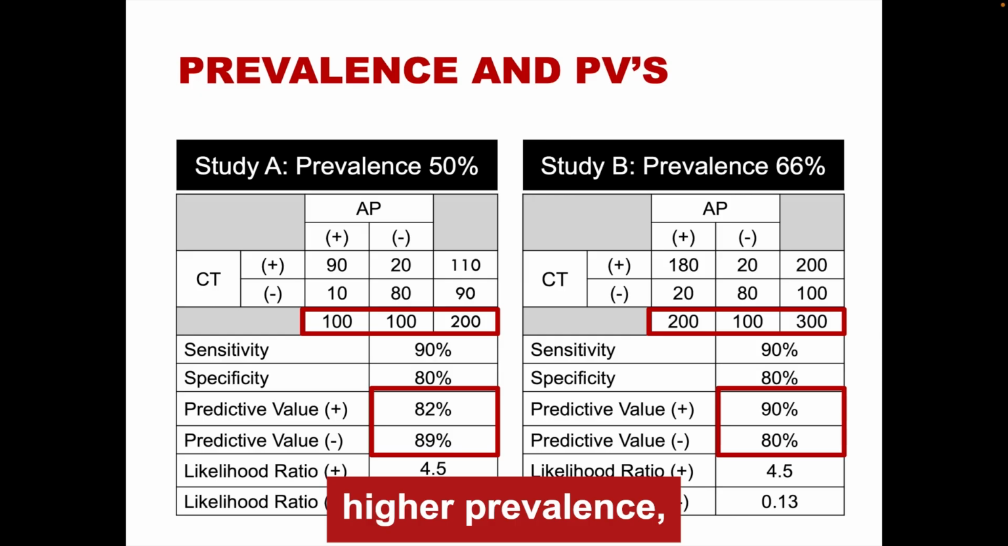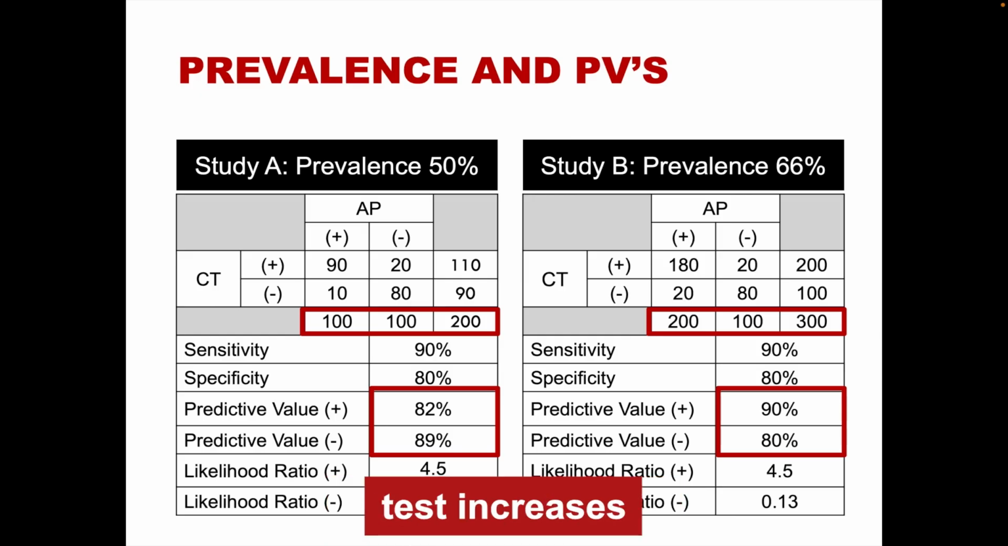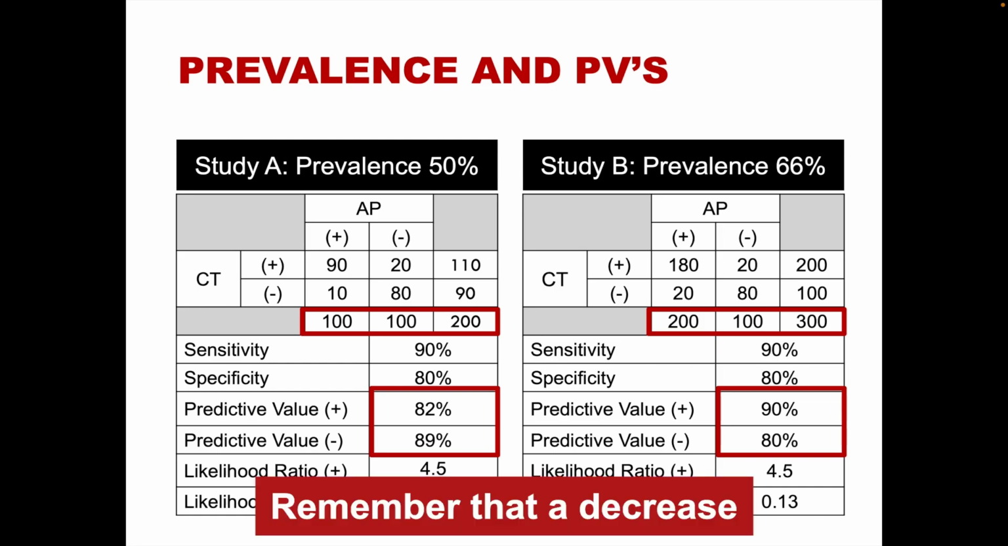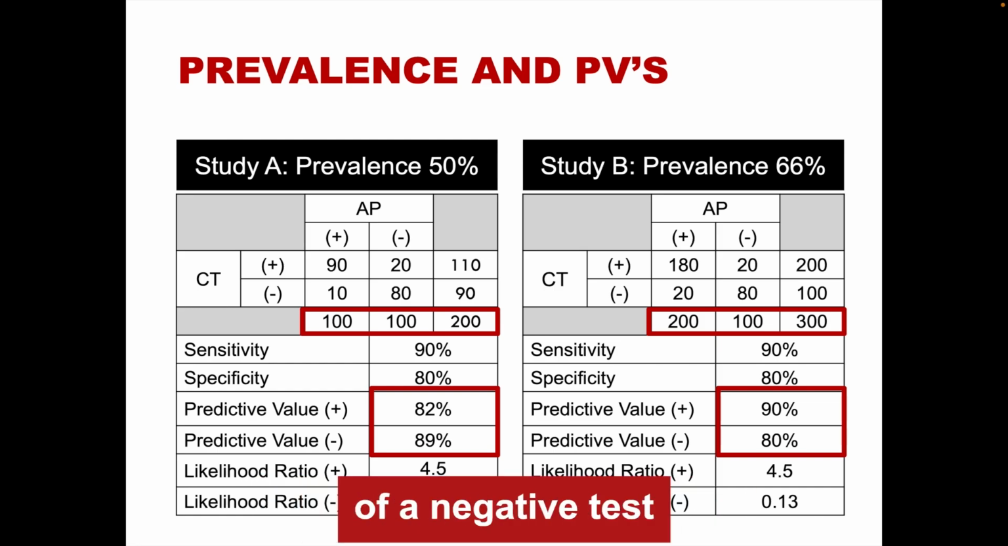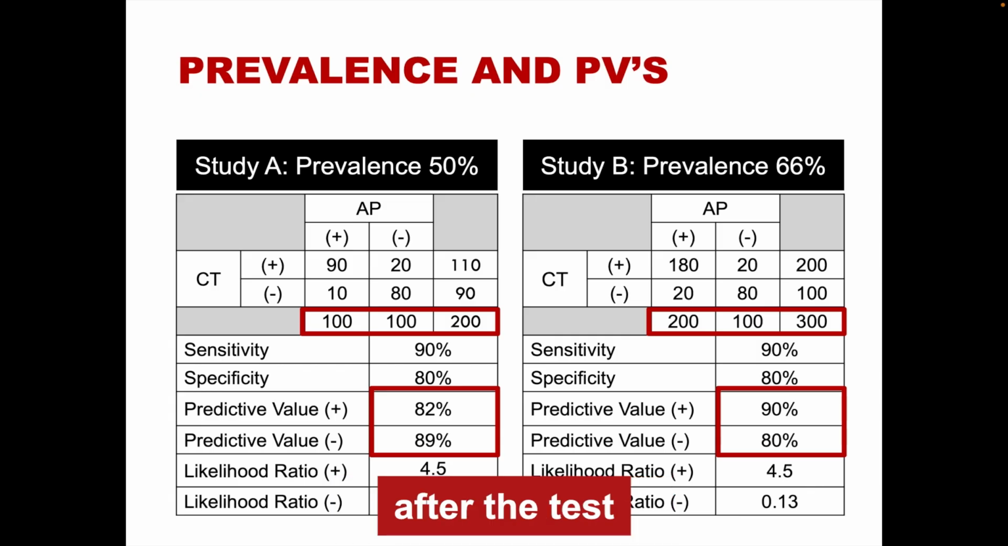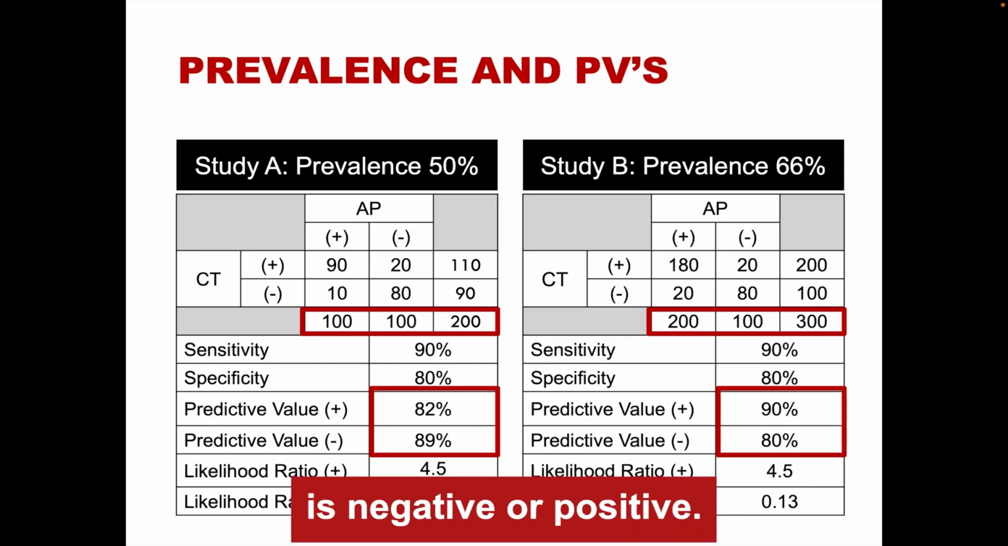In the study with a higher prevalence, the predictive value of a positive test increases, and the predictive value of a negative test decreases. Remember that a decrease in the predictive value of a negative test represents an increase in the post-test probability of disease with a negative test. It makes sense that the higher the pretest probability of disease, the higher the post-test probability of disease given a positive or a negative test result. Put another way, the more likely you are to have appendicitis before the test, the more likely you are to have appendicitis after the test, whether that test is negative or positive.